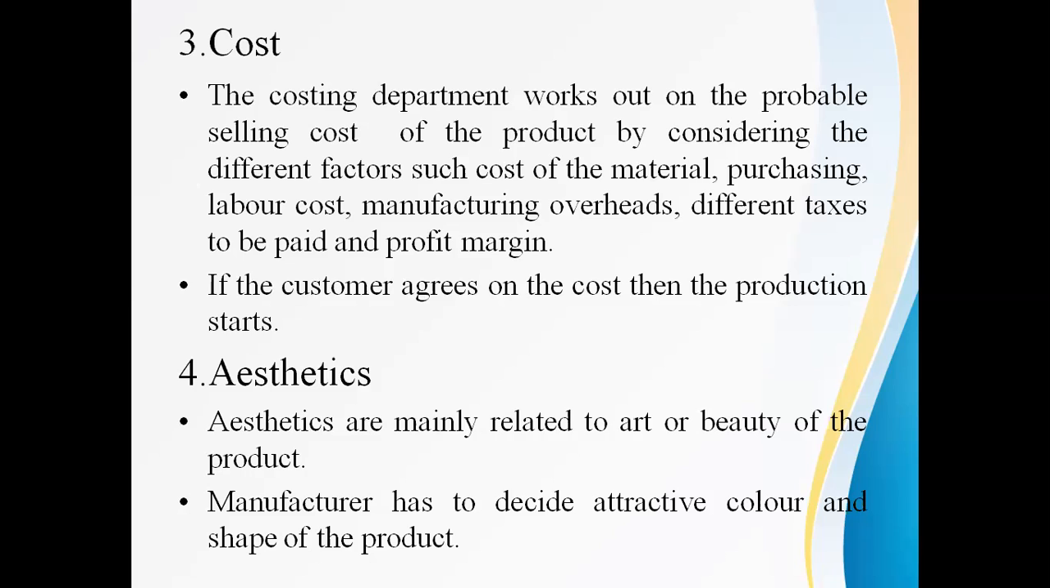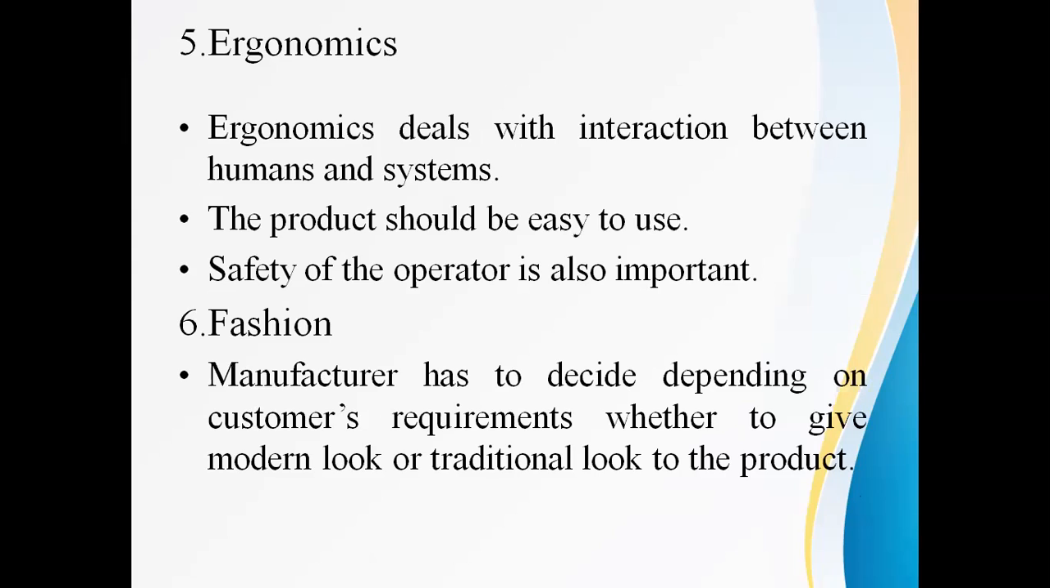Next aspect is aesthetics. Aesthetics are mainly related to art or beauty of the product. The manufacturer has to decide the attractive color and shape of the product. Next aspect is ergonomics. Ergonomics deals with interaction between humans and systems. The product should be easy to use, and safety of the operator or the user is also important.